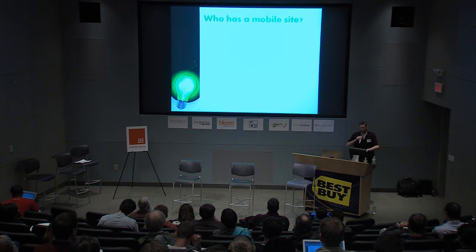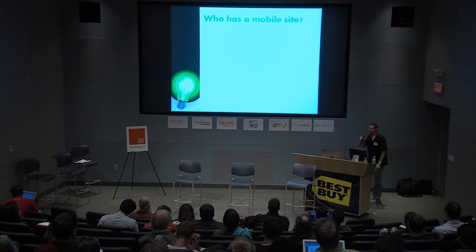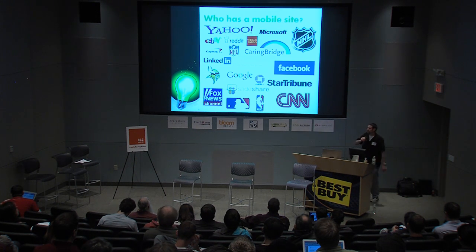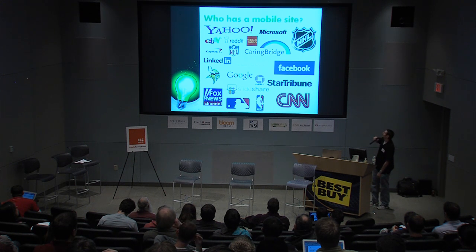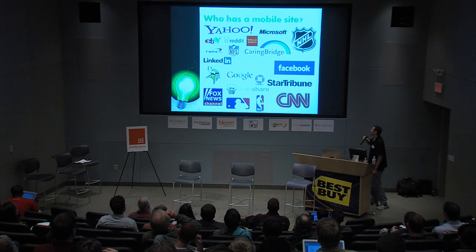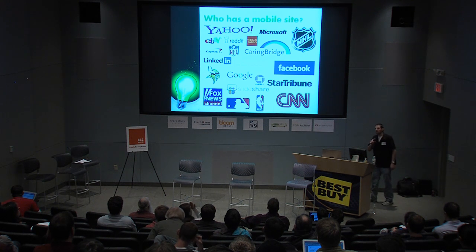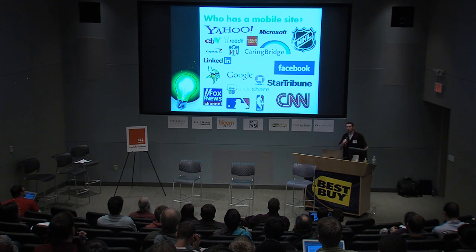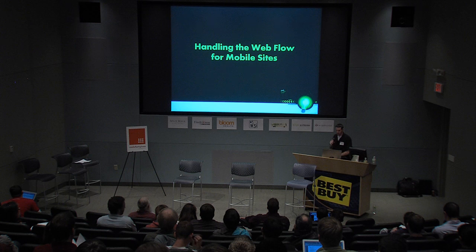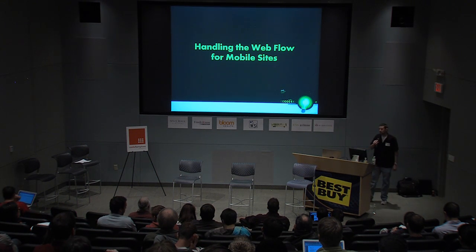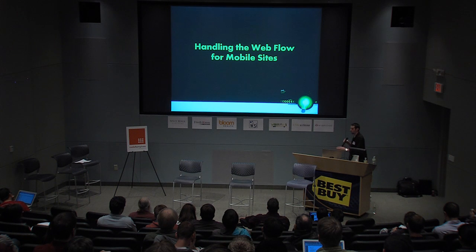So the next question we have then is, who has a mobile website? A lot of people do. Those images are a lot bigger on the screen. Yahoo, eBay, CNN, all the big companies have mobile sites. They have them for a reason. They work. They attract visitors. Which brings us to, what do we do once we have that set up? How do we want to handle the web flow for our mobile users?